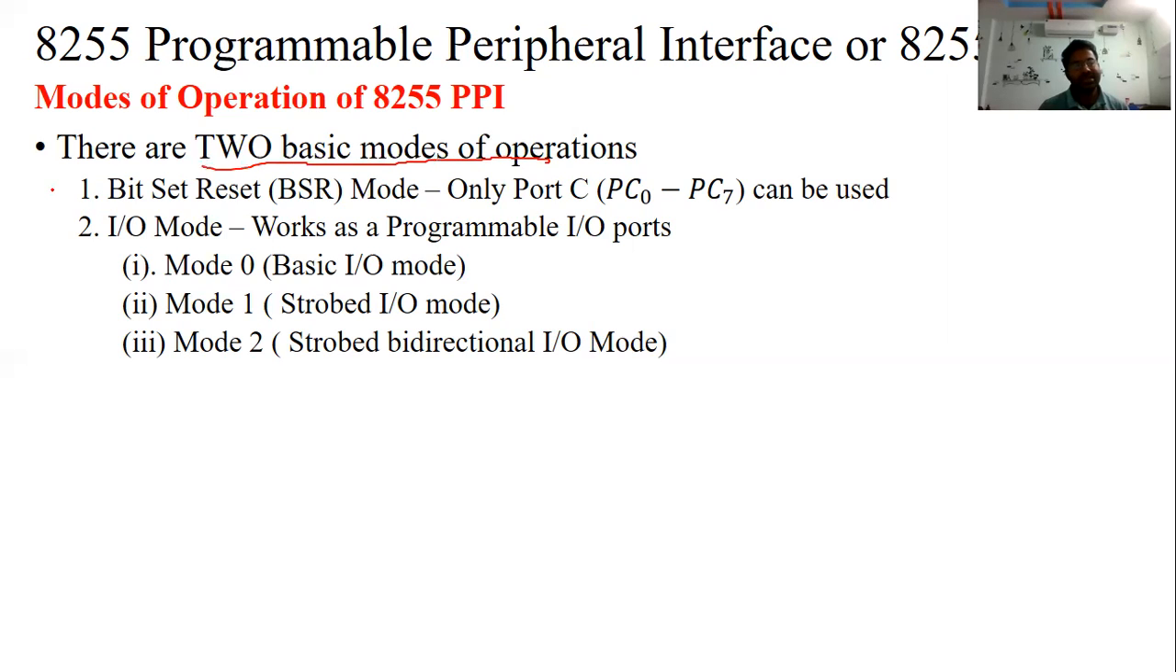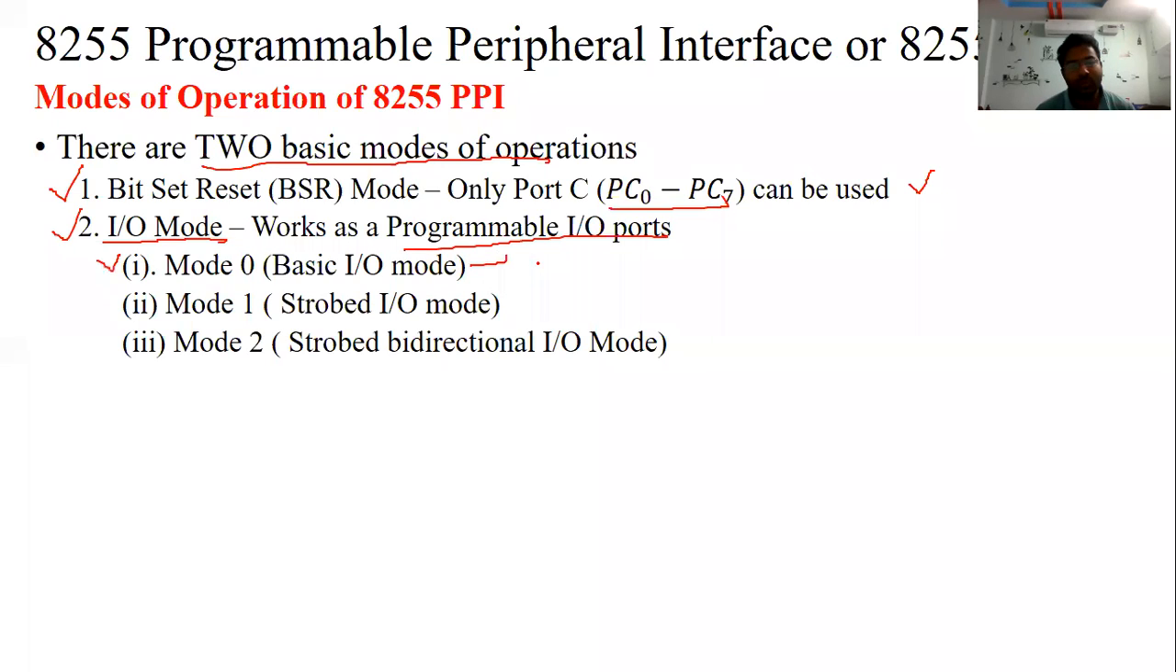The first is BSR mode, nothing but the bit set reset mode. In this mode only port C0 to port C7 can be used. Then the second one is input output mode, which works as a programmable input output mode. Again, in this input output mode, we have three different modes. Mode 0, basic input output mode.